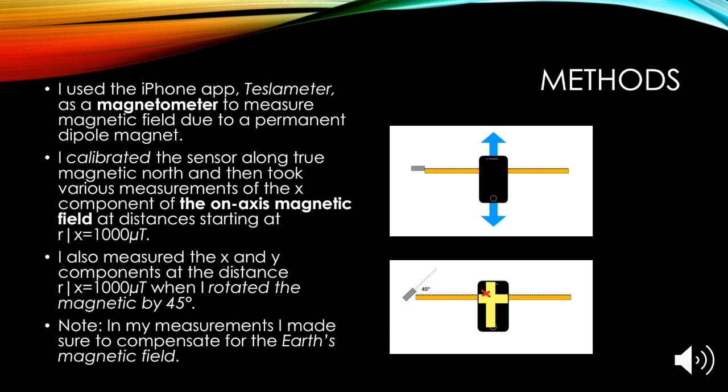My methods for this lab were that I used the iPhone app Teslameter as a magnetometer to measure magnetic field due to a permanent dipole moment. I calibrated this sensor along true magnetic north and then took various measurements of the x component of the on-axis magnetic field at distances starting where the x component was equal to 1,000 microteslas. I also measured the x and y components at the distance where, if using the on-axis magnetic field, the x component was 1,000 microteslas, but I rotated the magnet by 45 degrees. It's very important to note that in my measurements I made sure to compensate for the Earth's magnetic field.